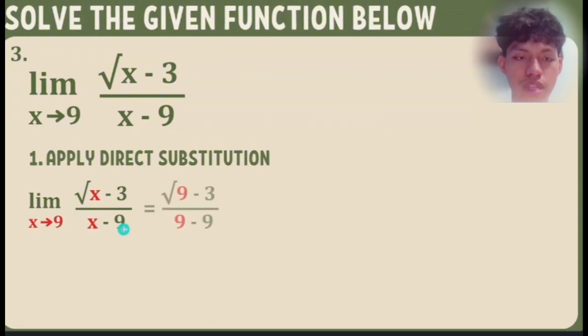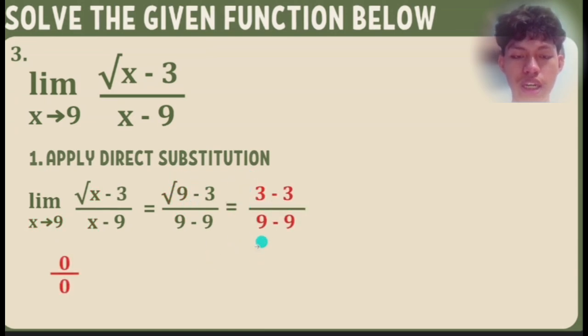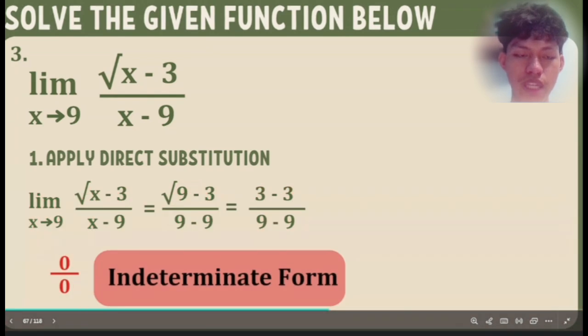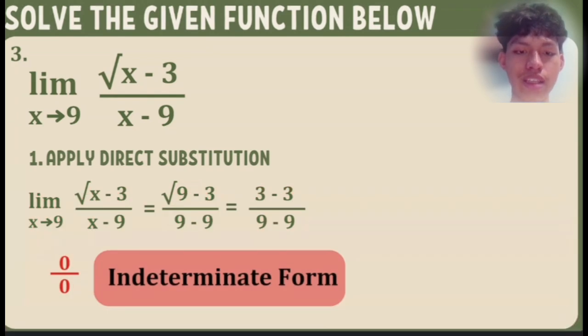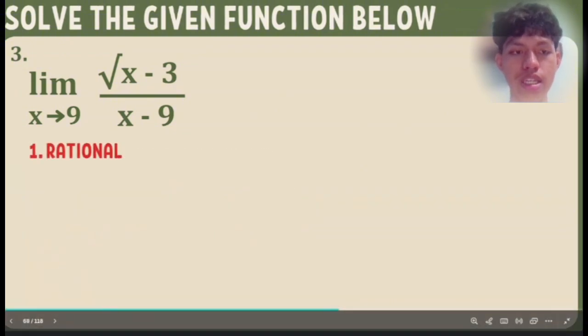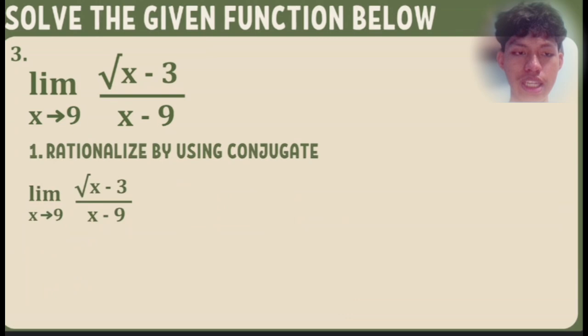So substituting, we have the square root of 9 minus 3 all over 9 minus 9. Getting the square root of 9 gives us 3. So 3 minus 3 all over 9 minus 9 gives us 0 over 0, which is an indeterminate form. Since we cannot have an indeterminate form, we would have to apply other techniques to answer this limit. So let us rationalize by using the conjugate. To rationalize, we would just have to get the reverse of the operation of the numerator.